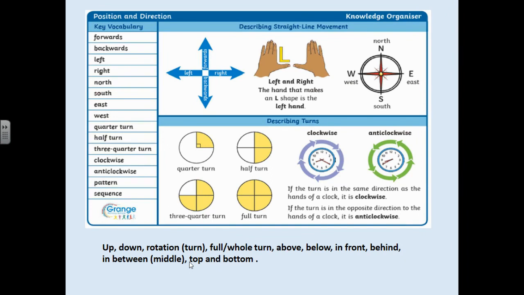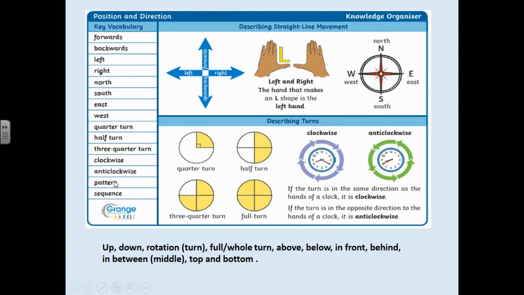Right, before we start with our quiz, I would like us to recap what we have learned so far. So I'm going to be going through this knowledge organizer because it's got most of the things that we have covered for the last 2 weeks. We had our key vocabulary where we were looking at forwards, backwards, left, right, north, south, east, west, quarter turn, half turn, three-quarter turn, clockwise, anti-clockwise.